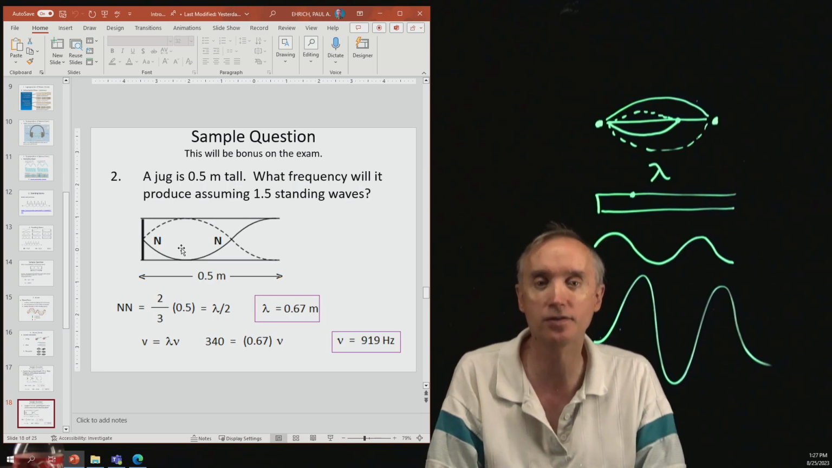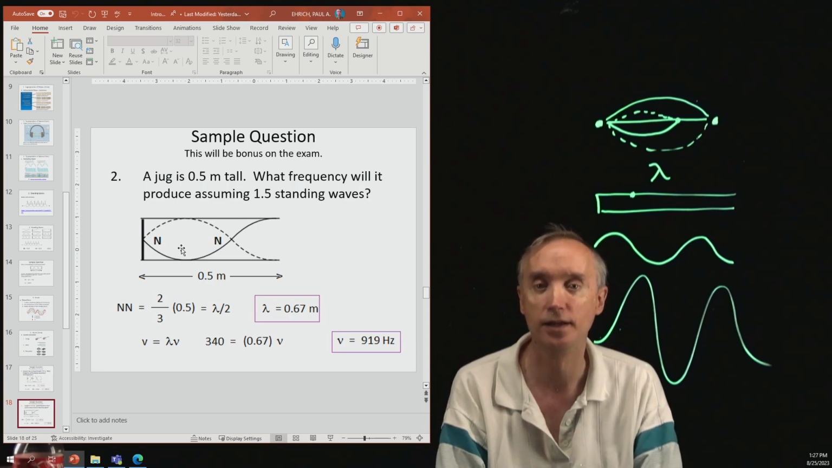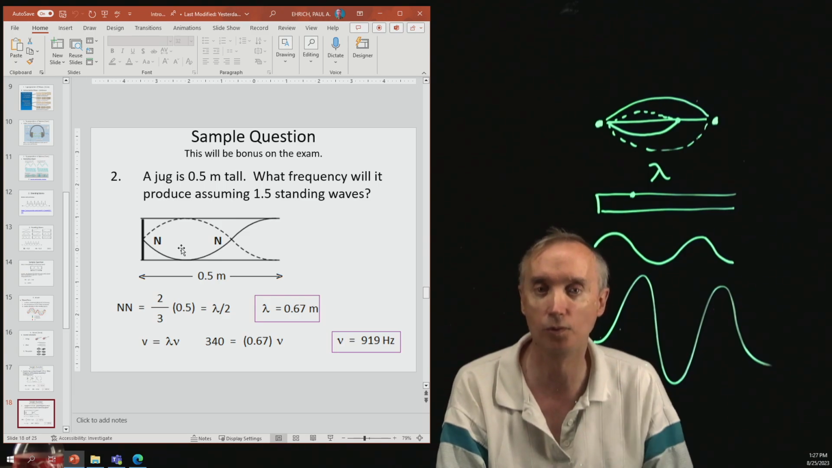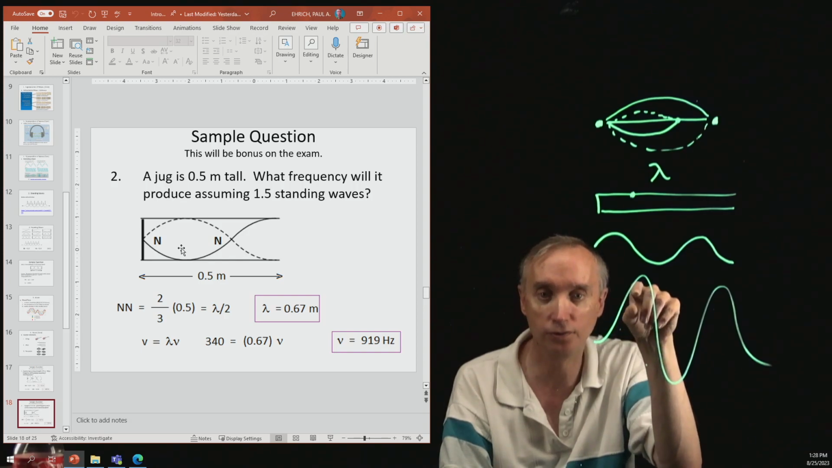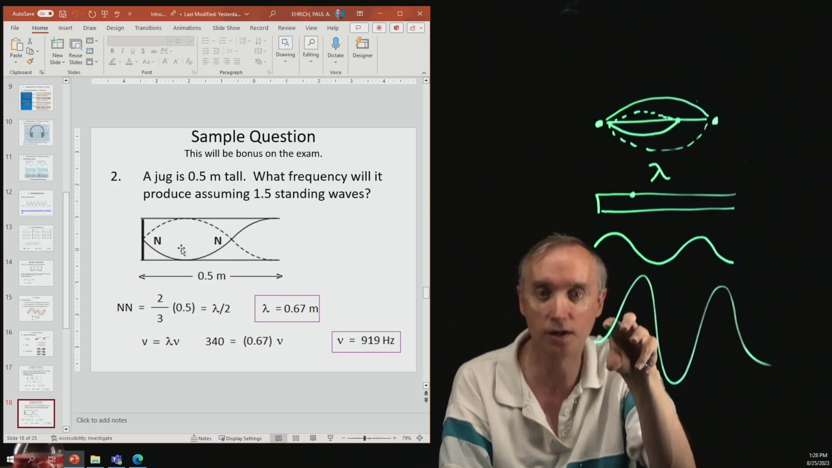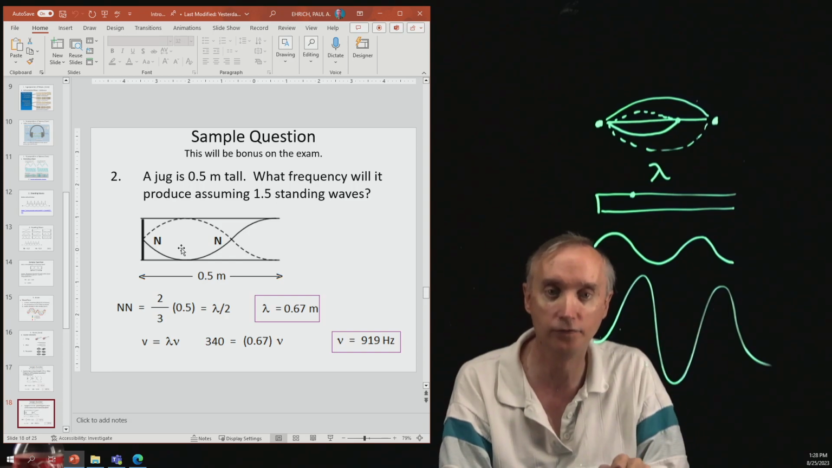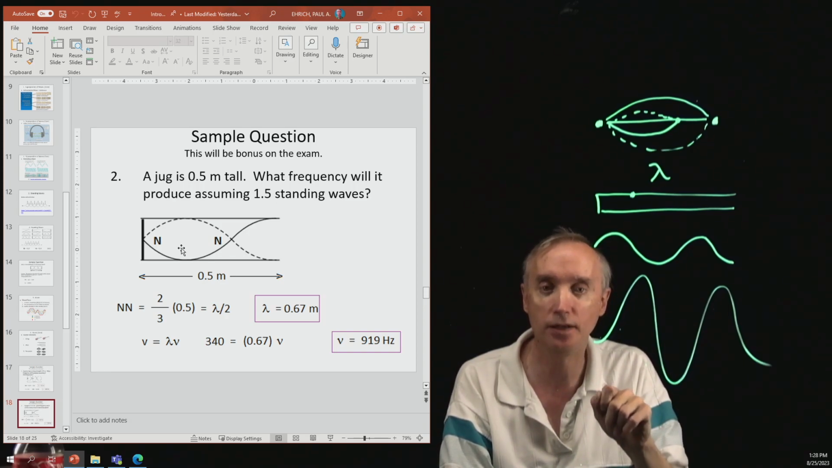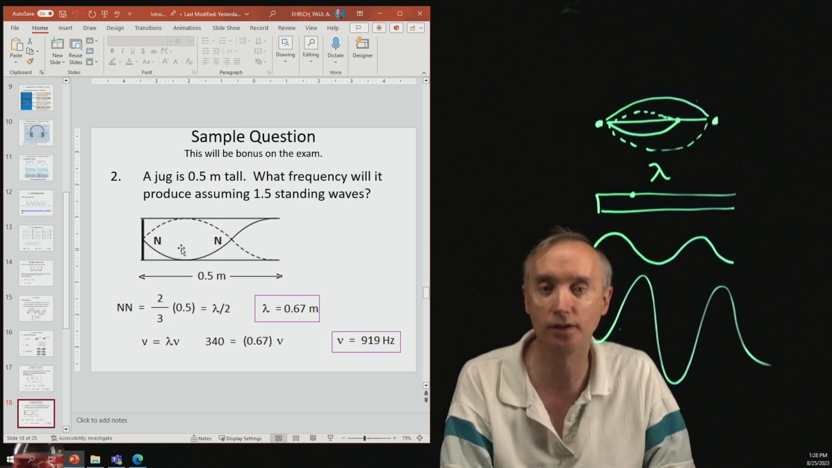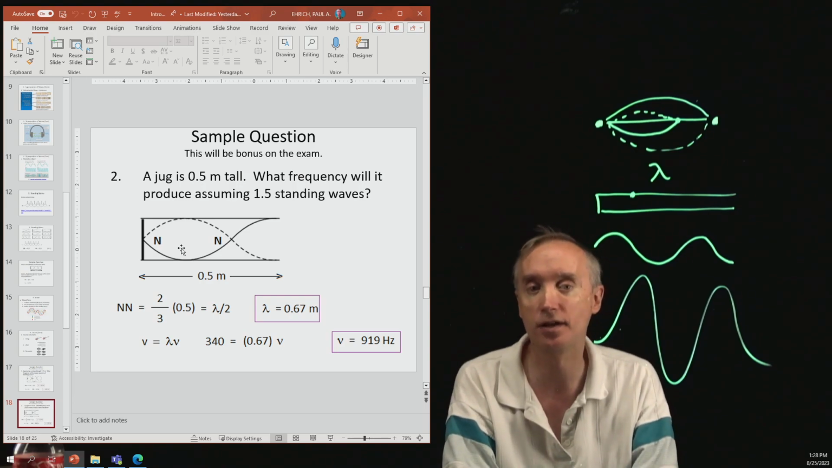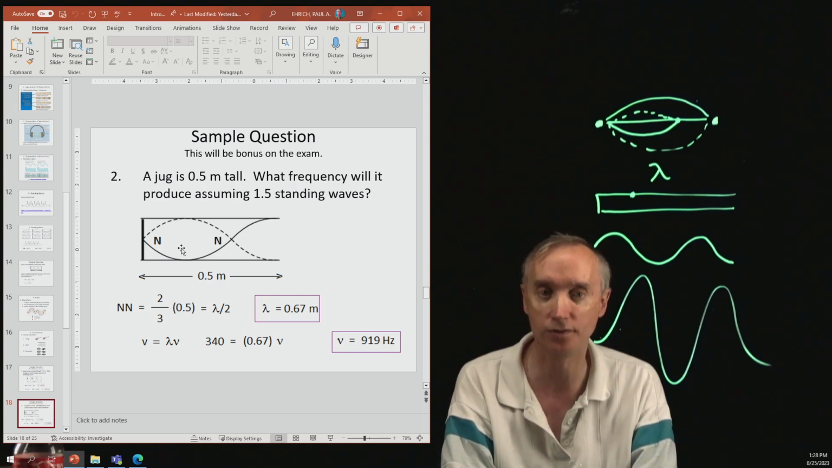All right, now the mathematics on this one's a little bit more difficult. The distance from the node to the node is 2/3 of the way across. So 2/3 of 0.5 is equal to lambda divided by 2. So now we've got the wavelength, and again we use the speed of sound to calculate the frequency, and it turns out to be 919 hertz.